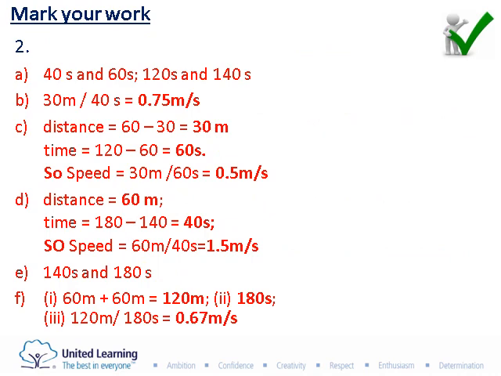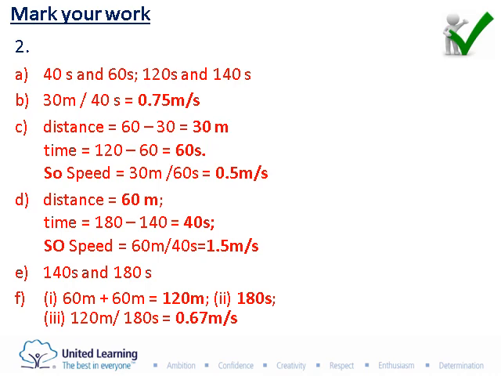Number 2, you're identifying your different times. B, speed equals distance divided by time. You're then looking at individual speed, so distance covered in that section was 30 metres because it starts at 30, ends at 60, so that's 30. How long did it take? Well, it started at 60 seconds, ended at 120, so it took 60 seconds. So speed equals distance over time, 30 over 60, 0.5 metres per second.